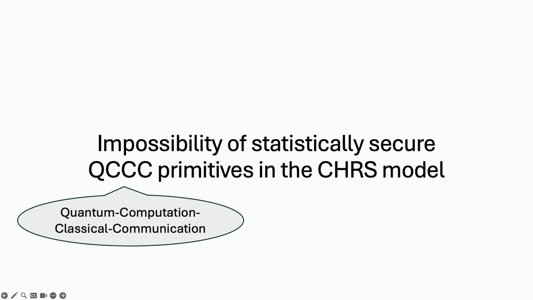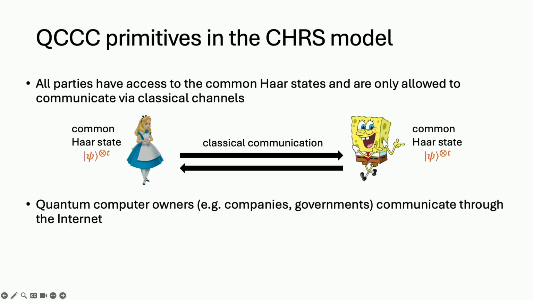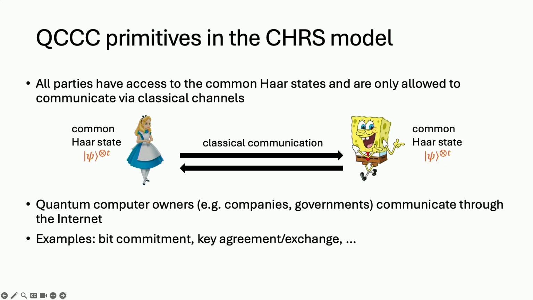And we also studied the impossibility of statistically secure QCCC primitives in the CHRS model, where QCCC stands for quantum computation classical communication. So QCCC primitives have the following form. Basically, all parties have access to the common Haar states, but are only allowed to communicate via classical channels. So you can think of the scenario where quantum computer owners, such as companies or governments, communicate through the internet. And interesting examples include bit commitment and key agreement or key exchange.